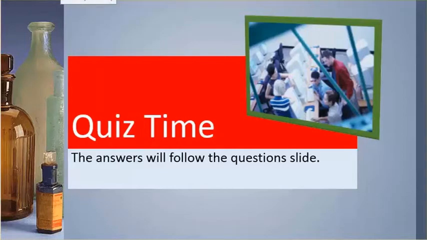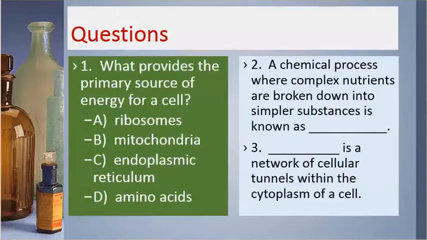Quiz time. The answers will follow the questions slide. Number 1. What provides the primary source of energy for a cell? A, ribosomes. B, mitochondria. C, endoplasmic reticulum. D, amino acids.